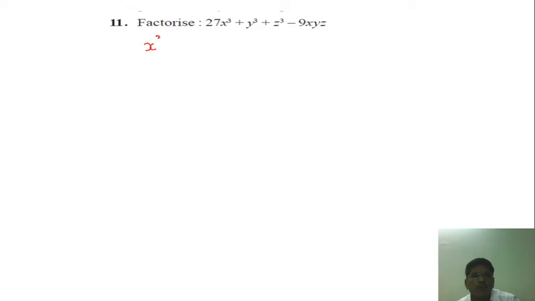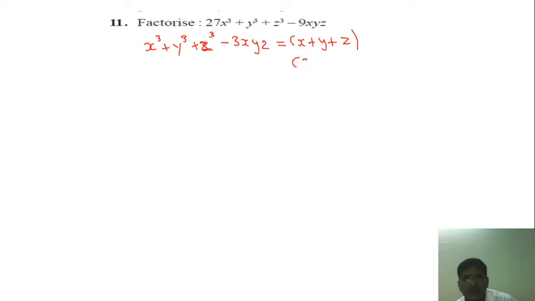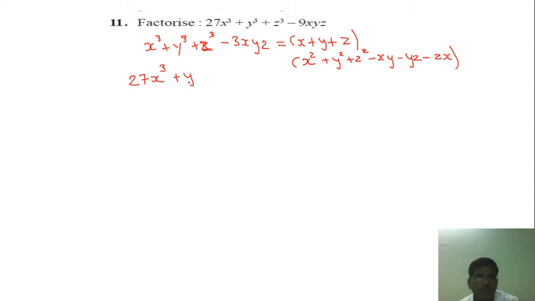So x cube plus y cube plus z cube minus 3xyz. Then the formula is x plus y plus z, in the next bracket x square plus y square plus z square minus xy minus yz minus zx. Now I am writing the question, 27x. I am speaking in Gujarati so that you can understand it in a proper way.